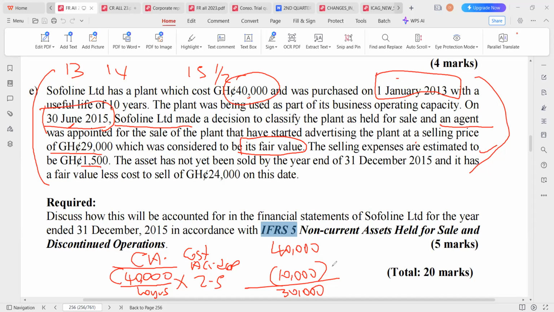So we can calculate the fair value less costs to sell. Fair value is 29,000. Less cost to sell is 1,500. So what do you get? 27,500. So 30,000 and 27,500. Which one do you pick?